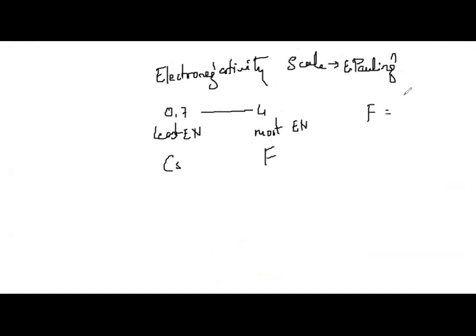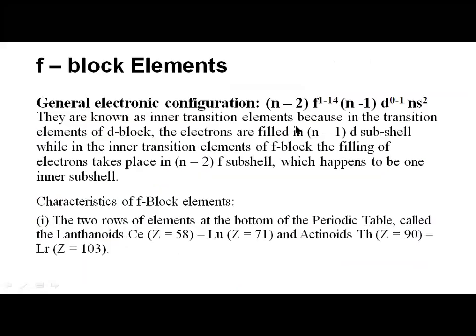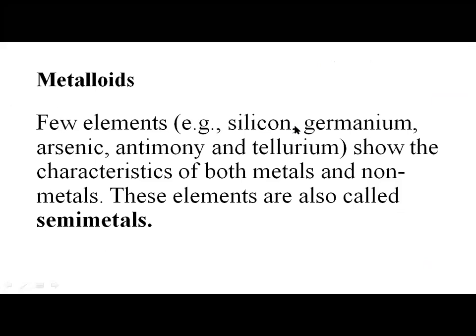So the fluorine electronegativity value is 4. The next most electronegative is oxygen with electronegativity value 3.5. Then comes chlorine at 3.3. So these are the most electronegative elements. So this is about metals, non-metals and metalloids.